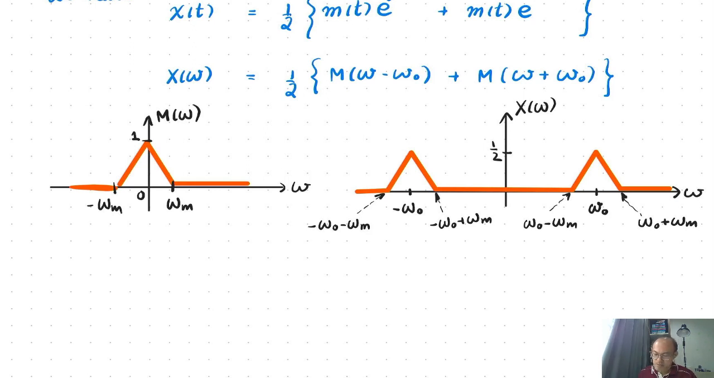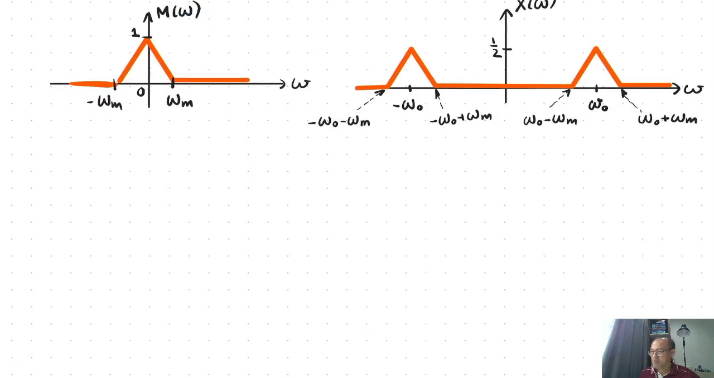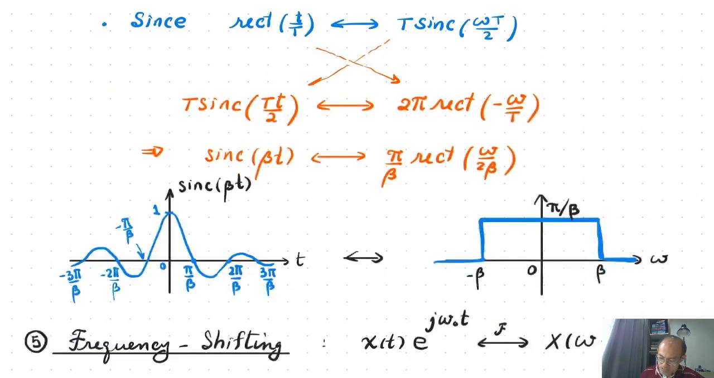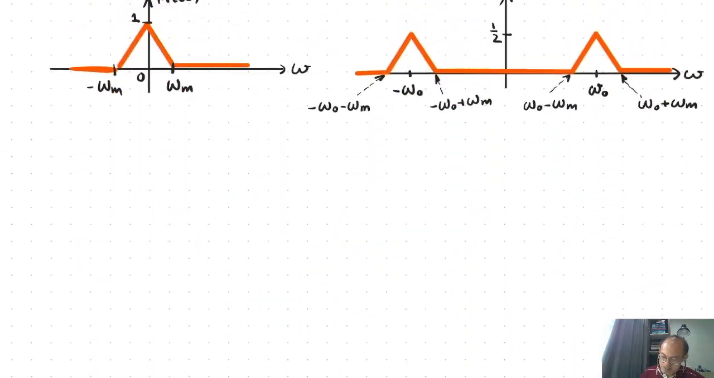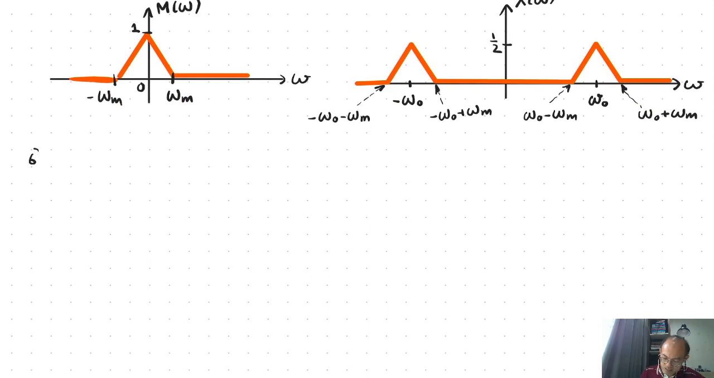Now, if you don't have any question, I would like to move on to the next property, and the next property is time differentiation, and that would be the sixth property. The sixth property is called time differentiation. Unless you have some questions, if you have questions, please don't hesitate to ask.